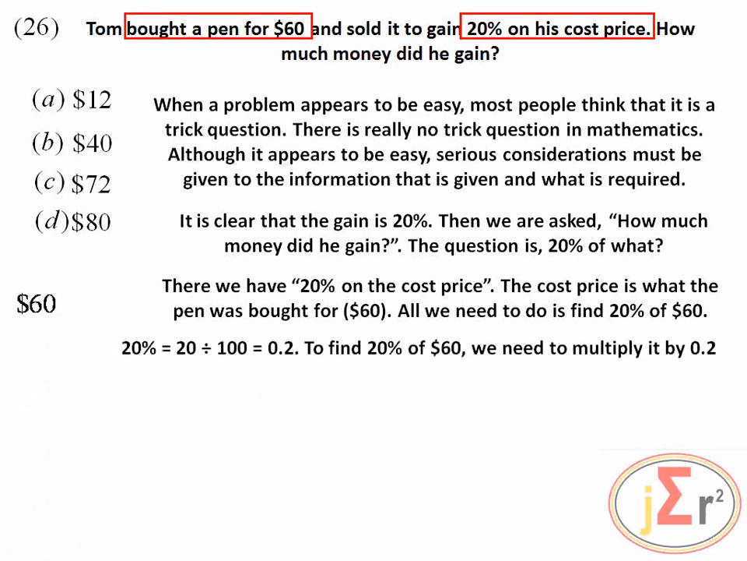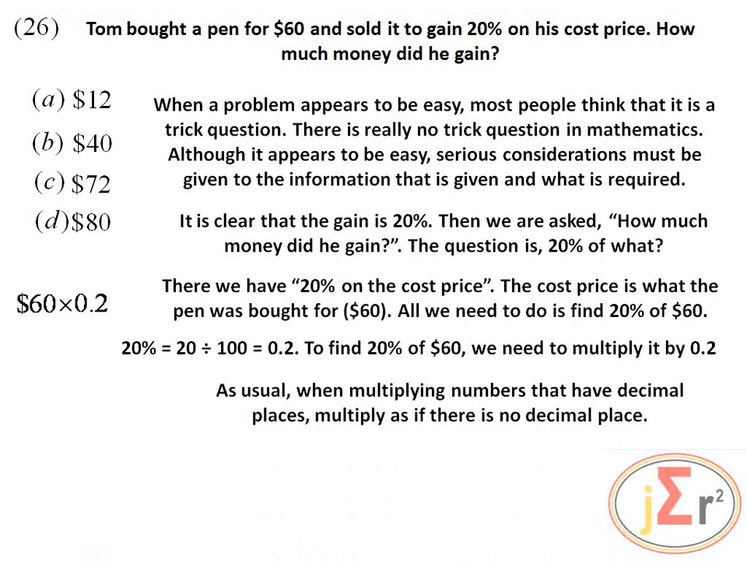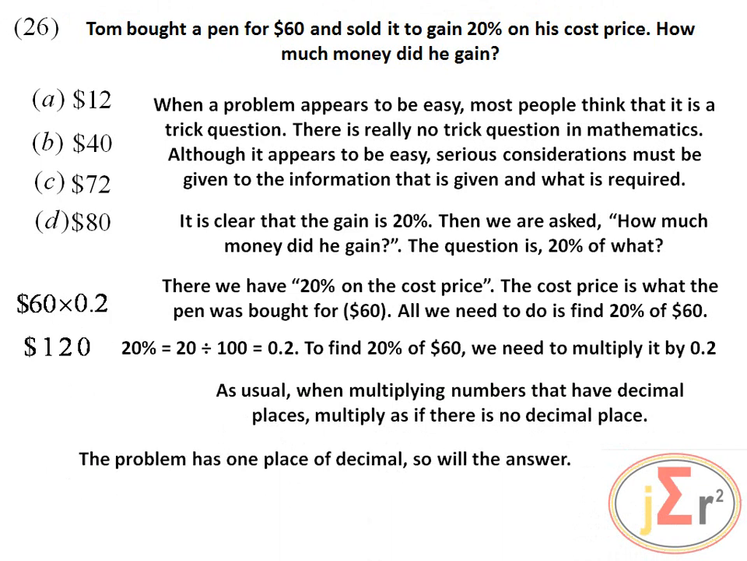20% is equal to 20 divided by 100, and of course that is equal to 0.2. Therefore, to find 20% of $60, we need to multiply it by 0.2, which is very simple actually. As usual, when multiplying numbers that have decimal places, multiply as if there is no decimal place. So you multiply 60 by 2, you get 120. The problem has one place of decimal, so will the answer. The answer needs to have one place of decimal.